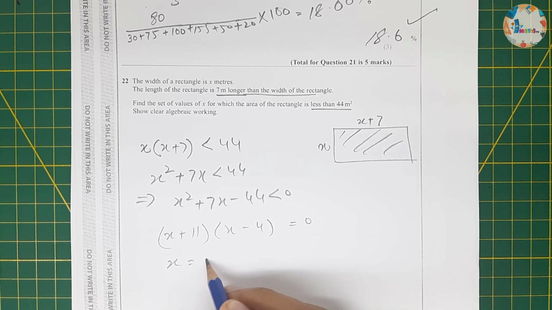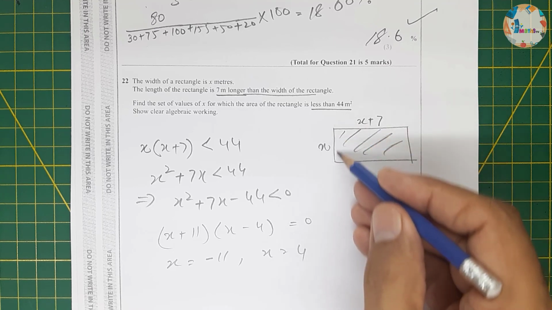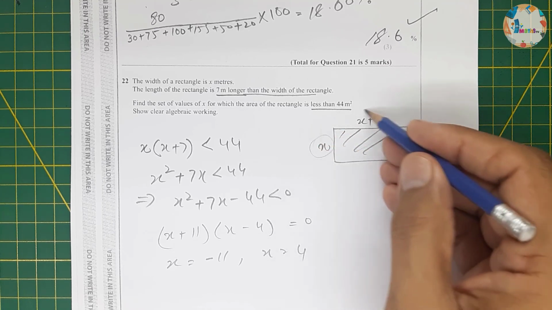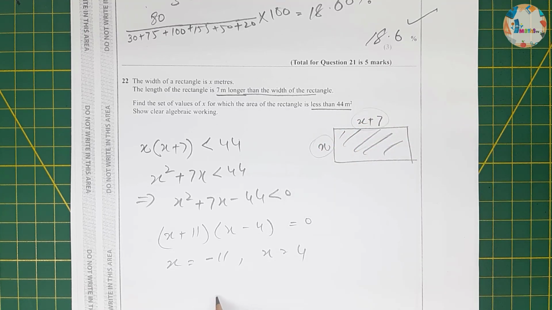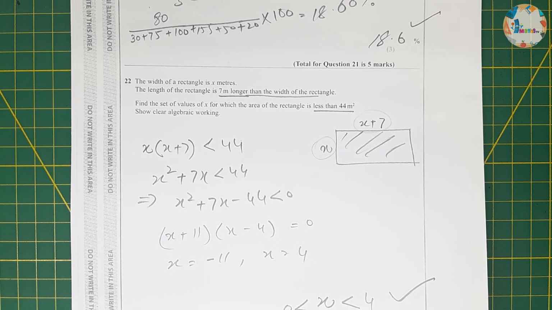x will be equal to minus 11 and x is equal to 4. Now we cannot have negative values, because width is a length measurement, and measurement cannot be negative, so we'll ignore it. We take 0 to 4, so our range will be x greater than 0 and less than 4. This will be our final answer. Hopefully you understood this.